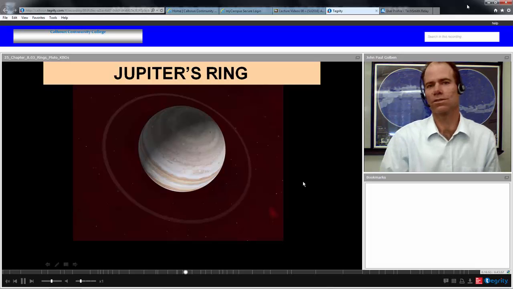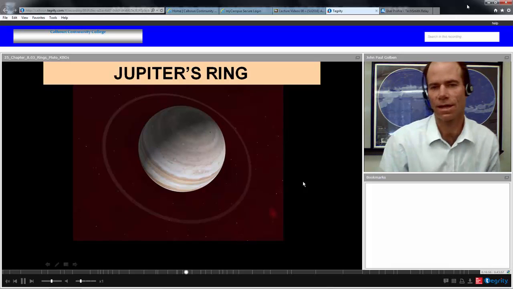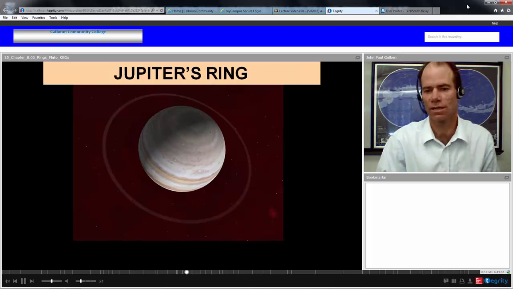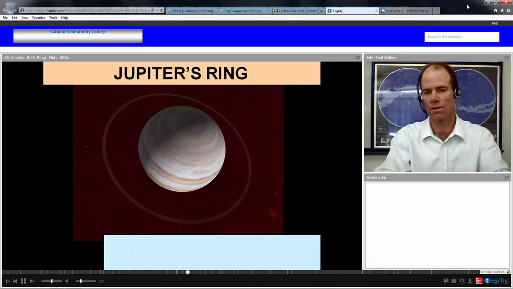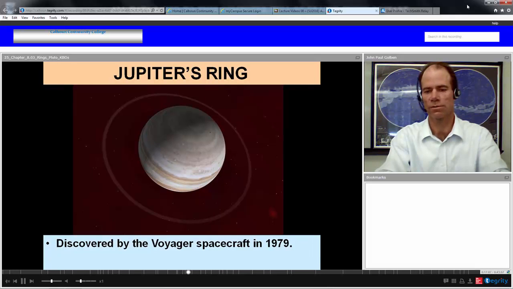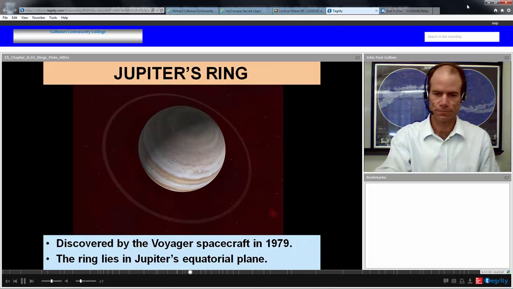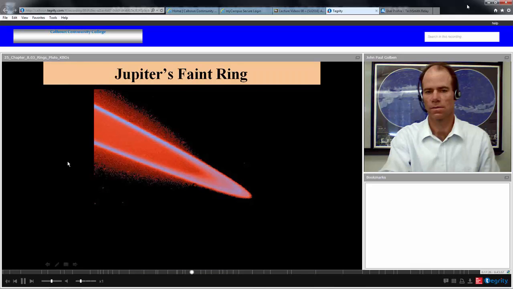Well, we said that all the Jovian planets have rings, and in fact they do. And Jupiter has a ring. It's not as spectacular as Saturn. In fact, it's very hard to see from Earth, but it was discovered by Voyager in 1979. So it was the first ring system discovered by a spacecraft. It lies in Jupiter's equatorial plane. Here's an artist's conception. Here's the enhanced picture of Voyager's picture of Jupiter's faint ring.